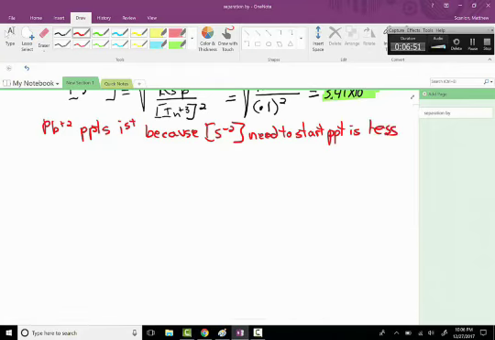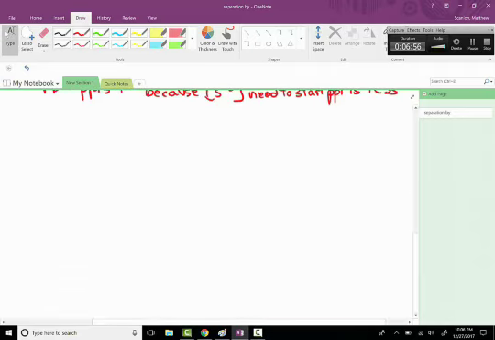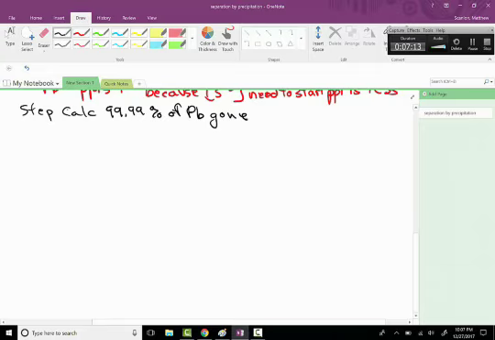All right, so now I've got to go in and do the second step. Step 2 is calculate 99% removal. So let's write that in. Step 2, calculate 99.99% of lead gone. You can rough it out like that. So what I'm calculating is what amount of lead is in there when 99.99% is gone.